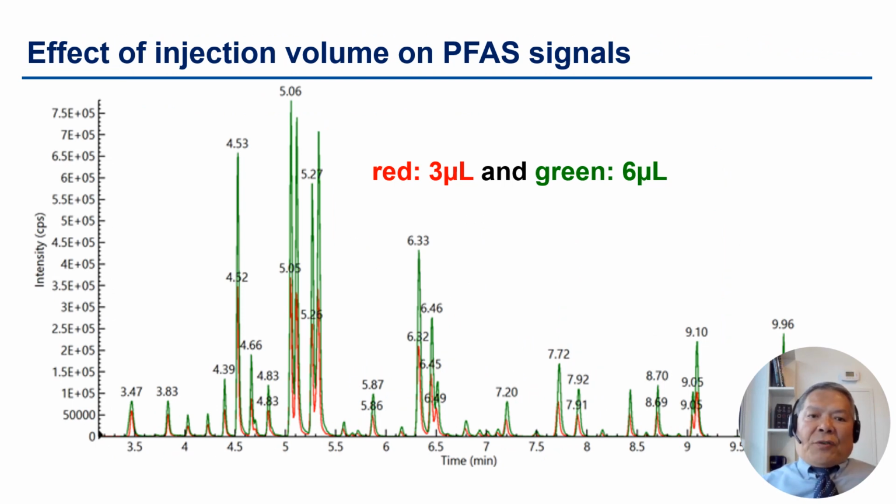In this study, we use a relatively large ID column, such as a 4.6 mm column. Using this column, we can inject a relatively large volume of sample without changing the peak shape. You can see, comparing 3 microliter and 6 microliter, the peak shape is very good. We can even inject up to 10 microliter and the peak shape does not change. So you can inject a large volume of sample to increase the sensitivity of the method.